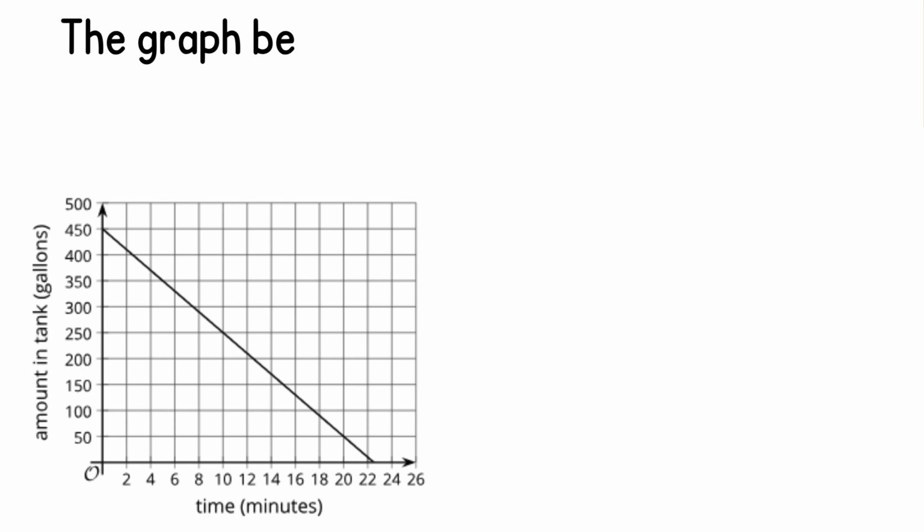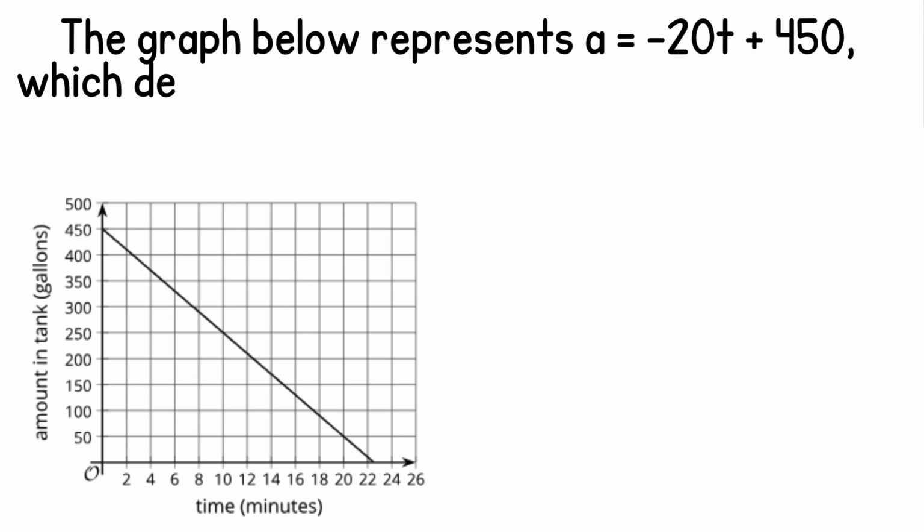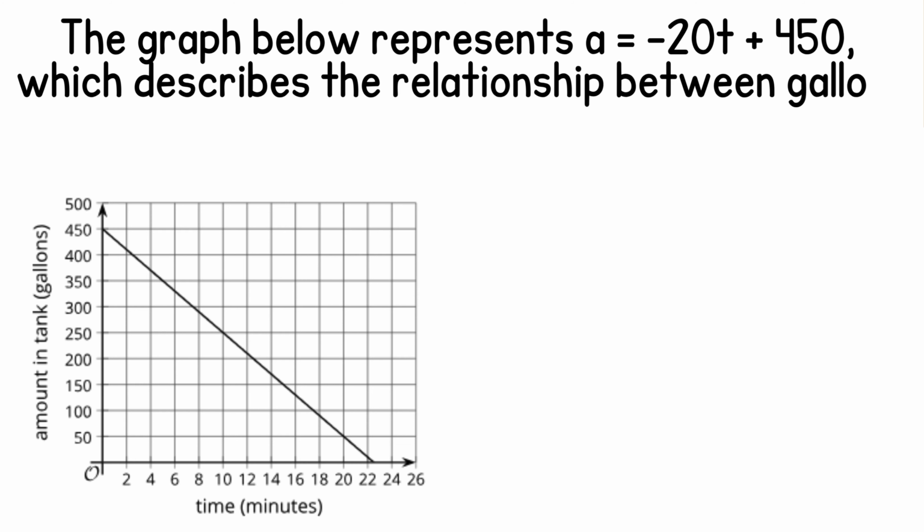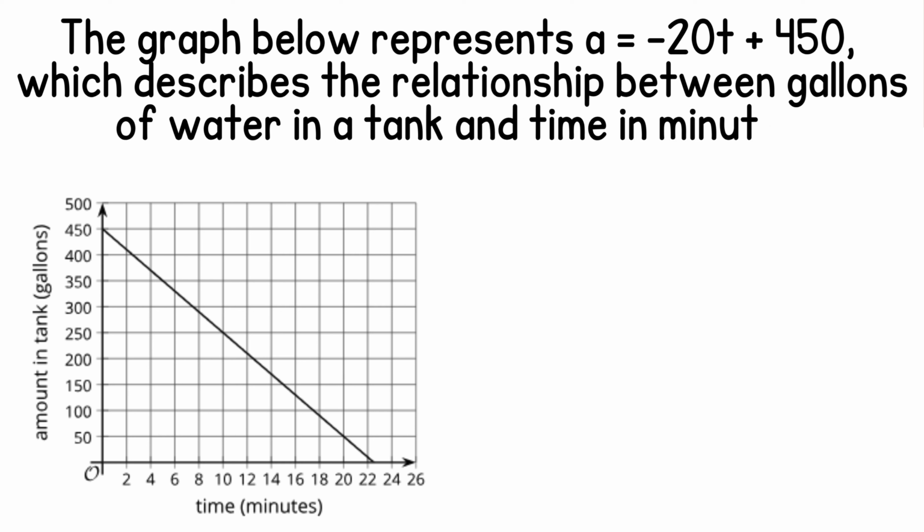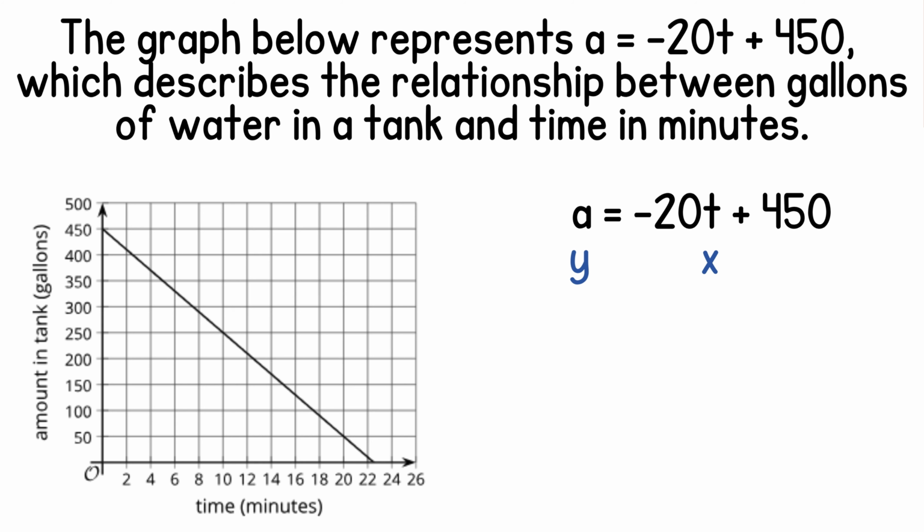Here's another example. The graph below represents a is equal to negative 20t plus 450, which describes the relationship between gallons of water in a tank and the time in minutes. So we can see that the x-axis represents the time, and the y-axis represents the gallons of water. Let's bring our equation down so we can analyze what each part means. In slope-intercept form, we're used to seeing the variables y and x. We can use other variables and still assume that it means slope-intercept form. So a will represent y and t will represent x in this case.